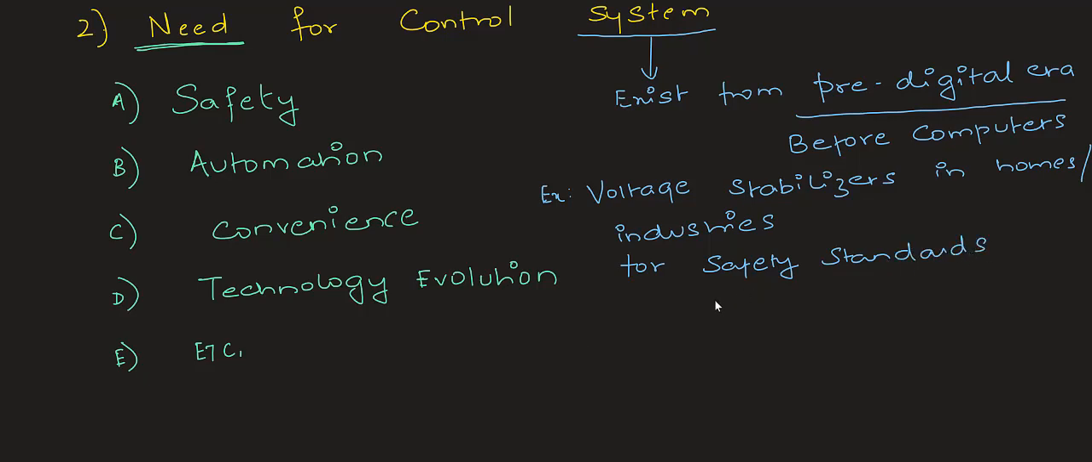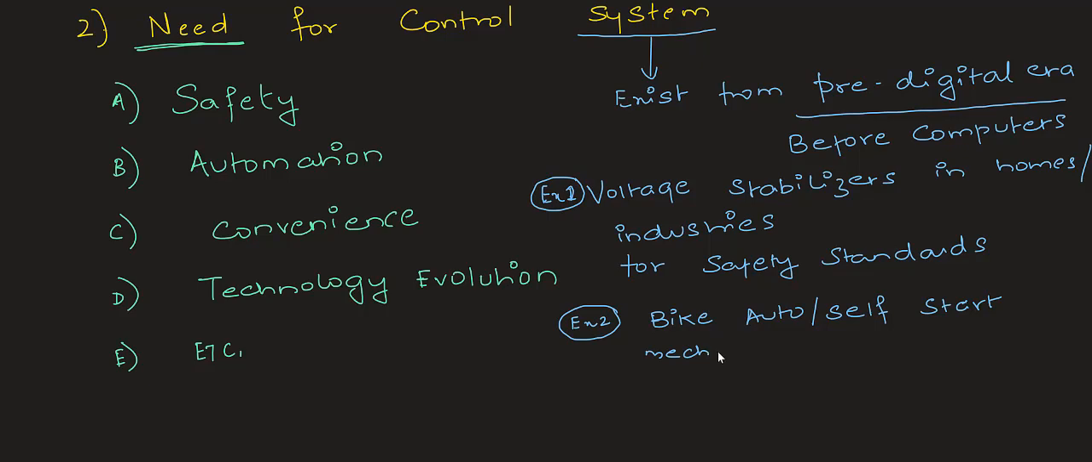Convenience is another thing that goes hand in hand with automation. When you automate certain things which are otherwise done by human beings, convenience automatically becomes a factor that control system is used for. Then the last is technology evolution. We have BC, before computers, and now after computers, we are looking for evolution of technology that makes life convenient for us. And here again, your control system.